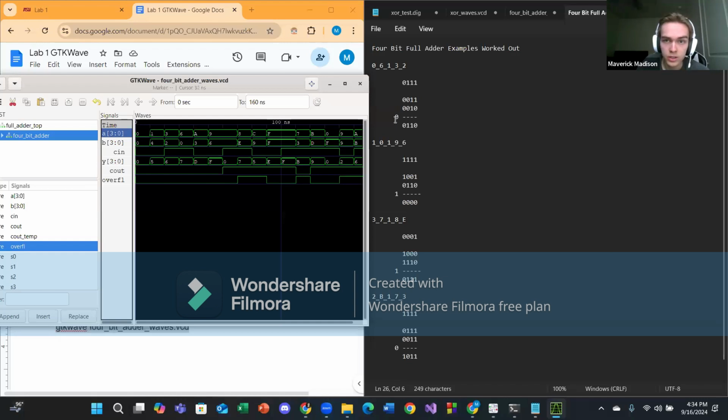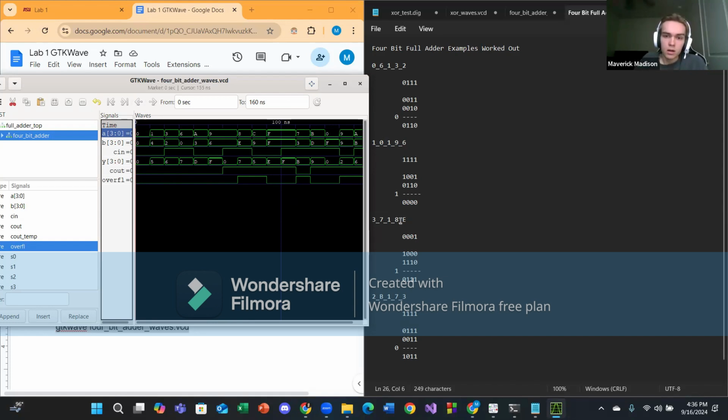In this first example, we have A being 3, B being 2, carry-in 1, expected sum of 6, and no overflow or carry-out. So here we have our A value being 3, B value being 2, carry-in of 1, expected sum of 6, and then no carry-out, no overflow. So let's move on to the second example. We have our A value being 9, B value being 6, carry-in being 1, expected sum 0, and we have carry-out, but no overflow. We can see that in this waveform right here: A value of 9, B value of 6, carry-in of 1, expected sum of 0, carry-out of 1, no overflow.